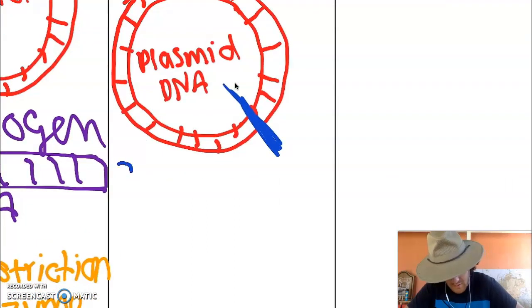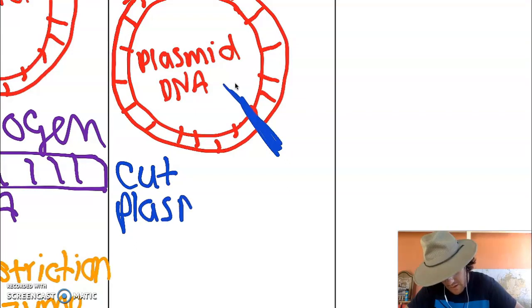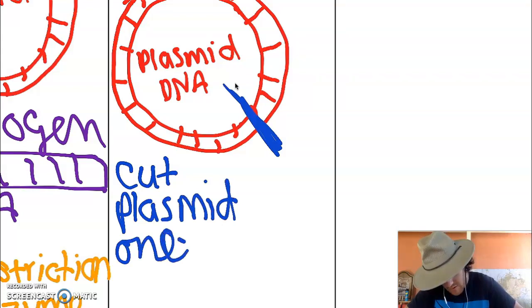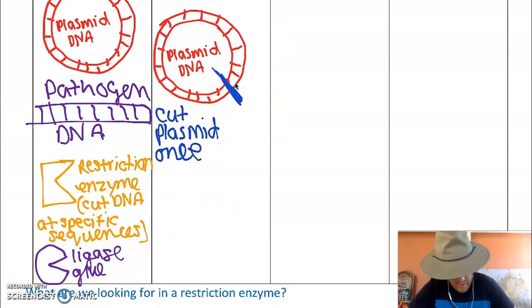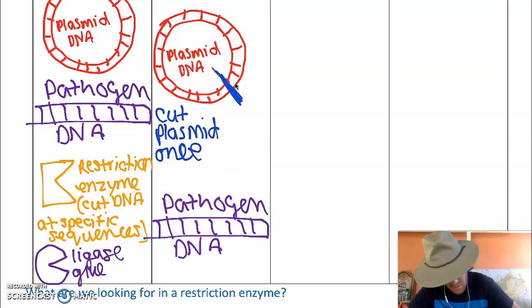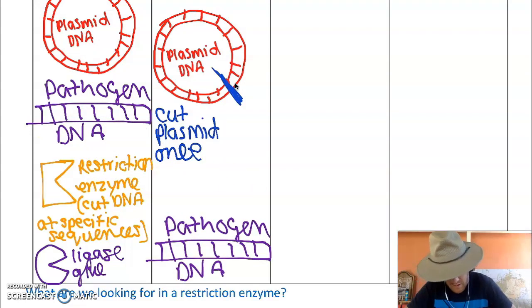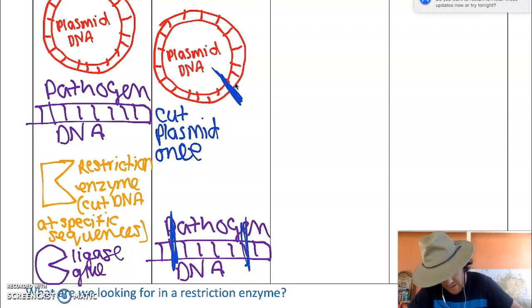Okay, so our big goal is going to be to cut the plasmid once. We want to cut plasmid once, and at the same time, let me copy my pathogen DNA over here. At the same time, we want to cut the pathogen DNA twice.